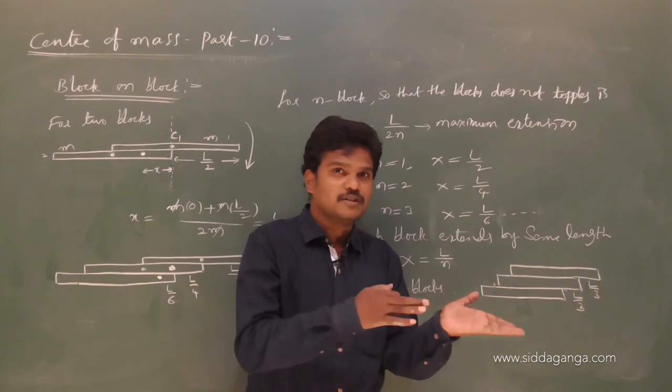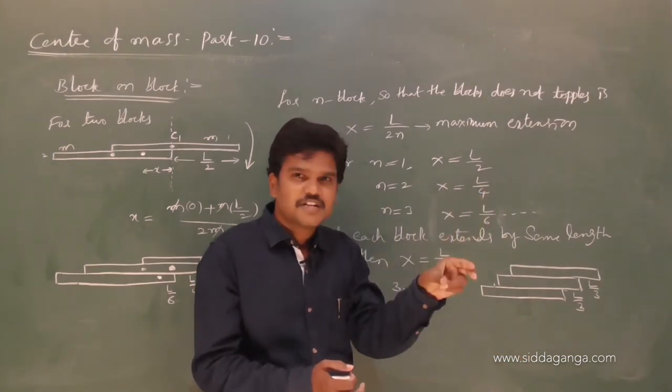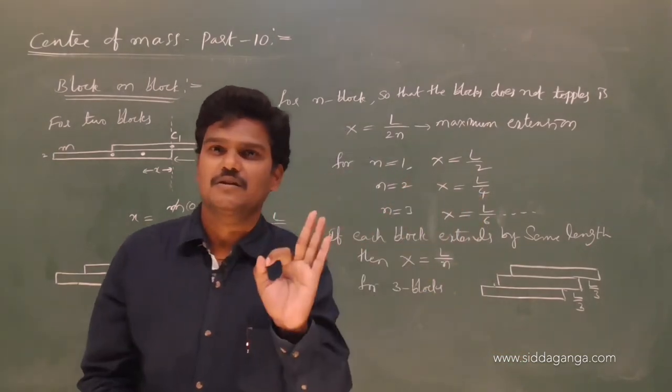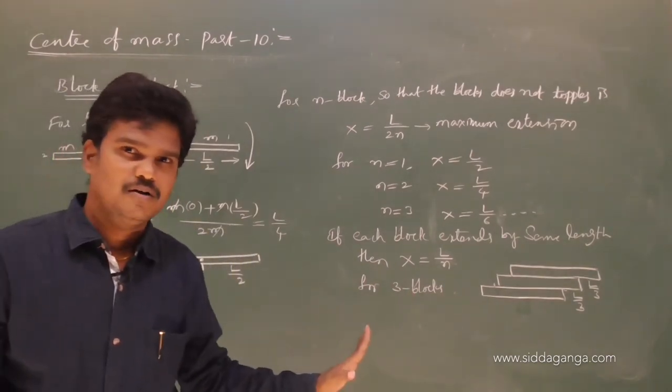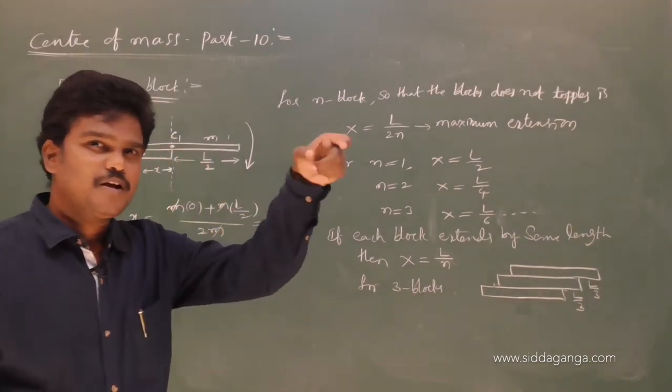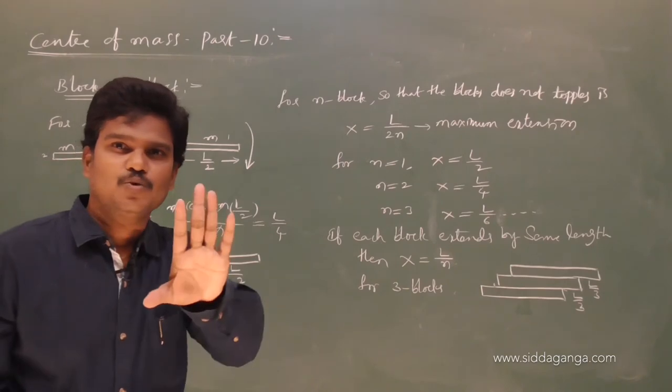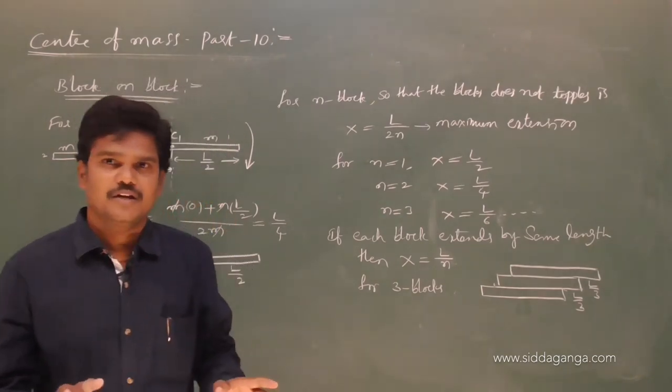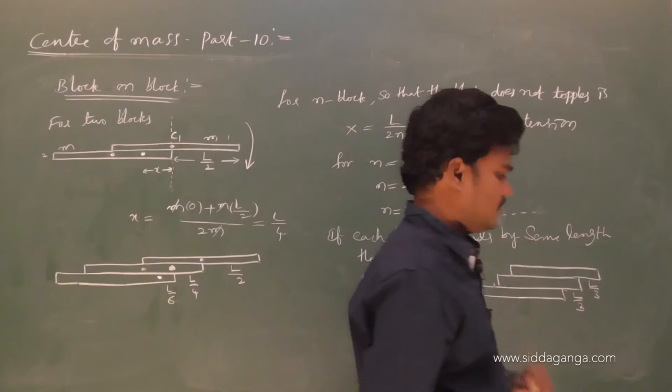Okay, if they give three blocks, if you keep L by 3 extension, then those blocks do not topple from the bottom block. If they give four blocks, you keep L by 4, definitely those blocks do not topple. Okay, those blocks do not topple.